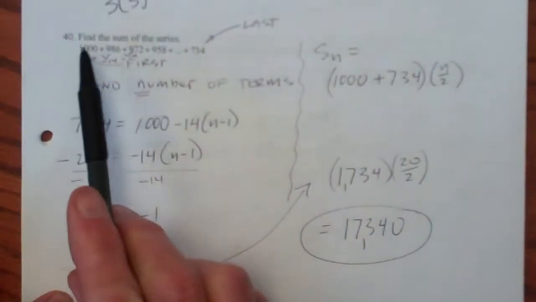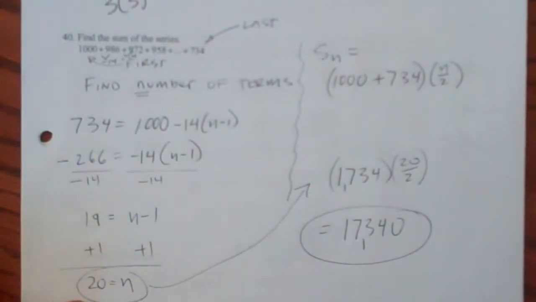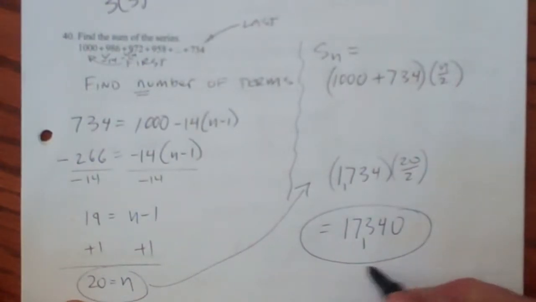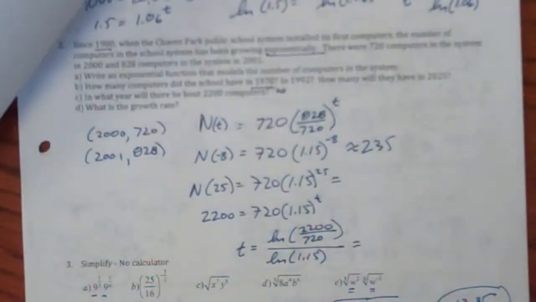When I find out that it takes 20 jumps to get to our last term, I can plug that into the formula and solve for the total. This is the total amount then. And we're done.